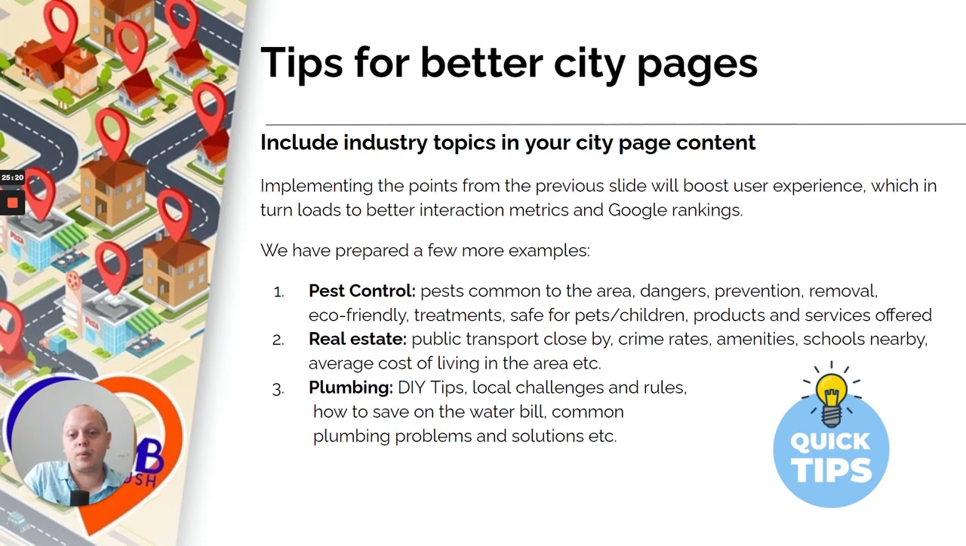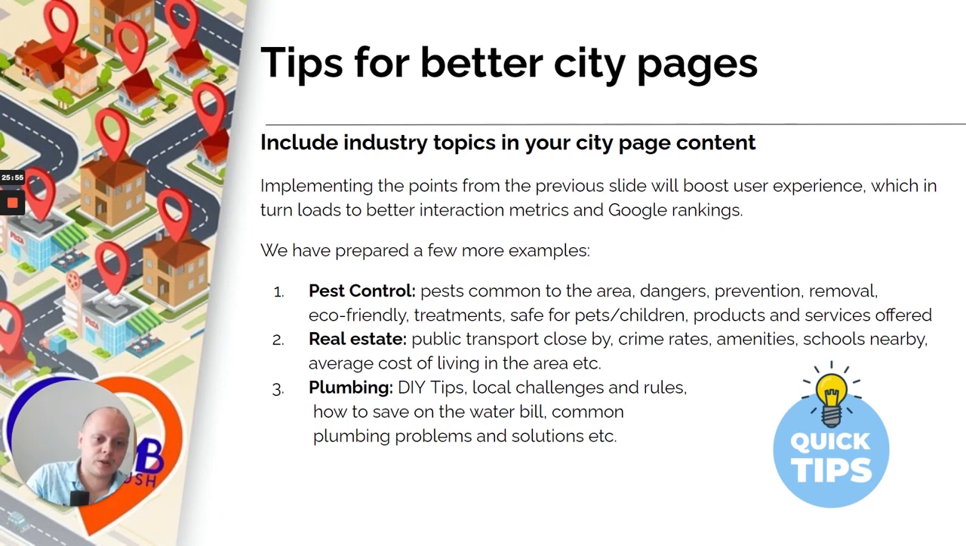One of the next examples is real estate. What you can write about is the public transport close by. For example, here in Bangkok, it's really important to stay close to the BTS SkyTrain stations because of the really bad traffic in Bangkok. By writing that it is close to certain BTS stations, Google will know what location you're talking about. People will know what location you're talking about, and you're providing valuable content that they need to know.